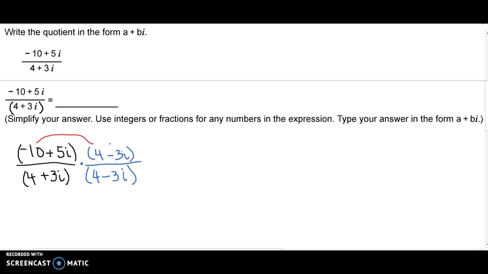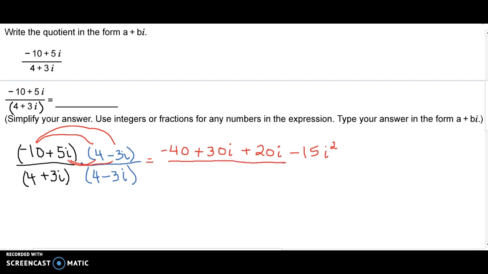Negative 10 times positive 4 would be negative 40. Negative 10 times negative 3i would be positive 30i. Positive 5i times 4 is positive 20i. And then positive 5i times negative 3i would be negative 15i squared. So on the top, you have to multiply it all out.